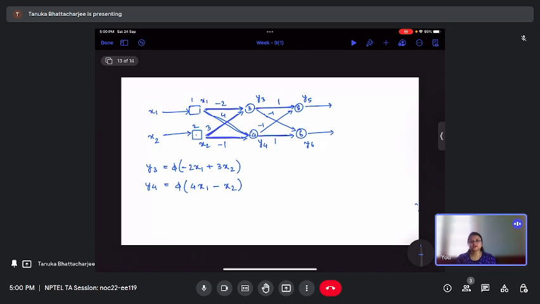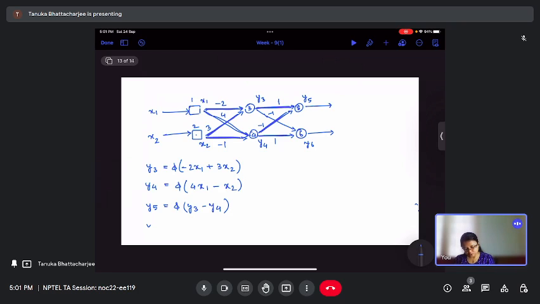Now let us see node 5, the output of node 5, that is y5. Here the inputs y3 and y4 are going as input to the node y5, and the corresponding weights of the connections are 1 and minus 1. So the weighted sum computed at y5 is y3 minus y4, because y3 is multiplied by the weight 1, and y4 is multiplied by the weight minus 1. So y3 minus y4, and it will apply the activation function.